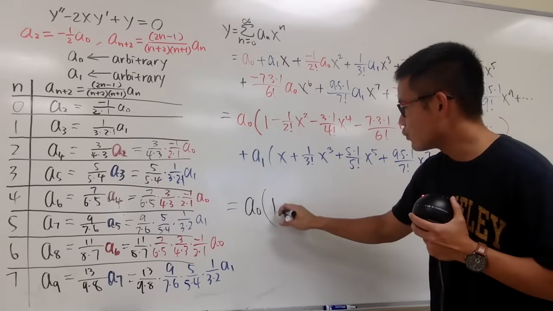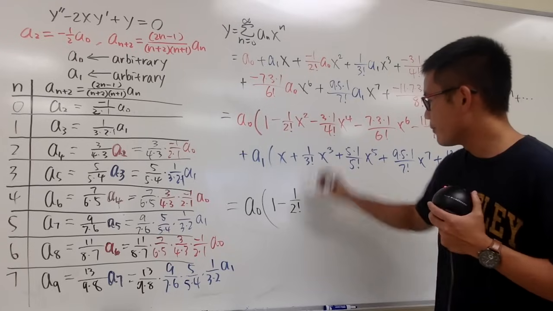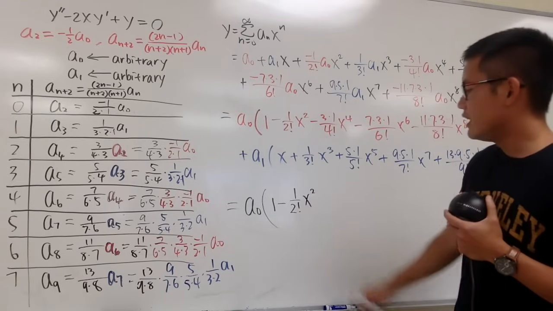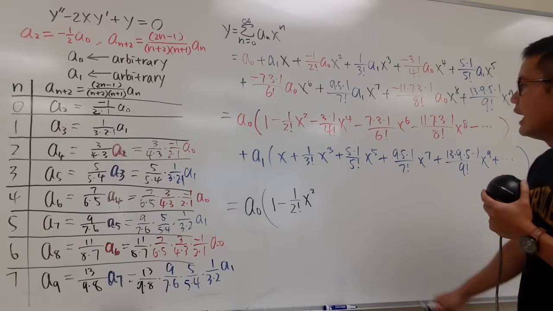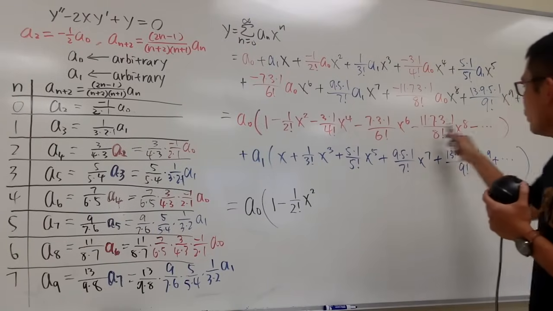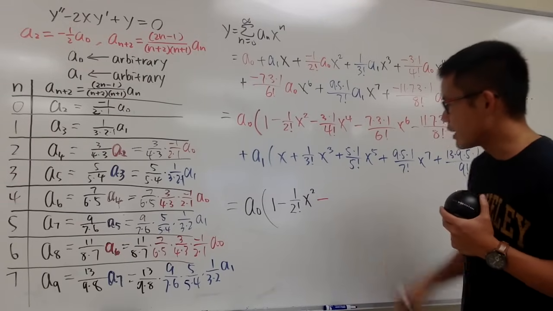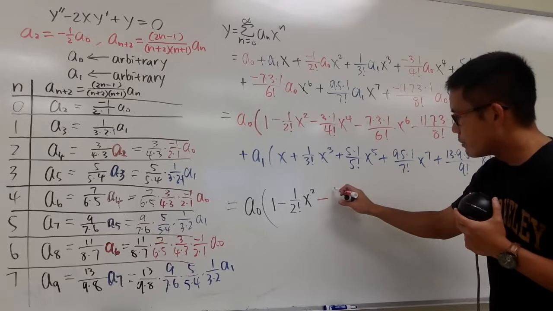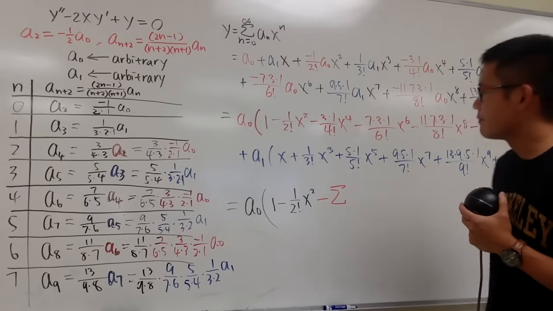So I will write it down as 1 minus 1 over 2 factorial x squared. And if you would like, of course, you can just say that's 2 on the bottom. And then, first of all, these are just minus, minus, minus. So I will just put down a minus right here, all right? And then we'll minus, and we'll try to put this in the summation notation.